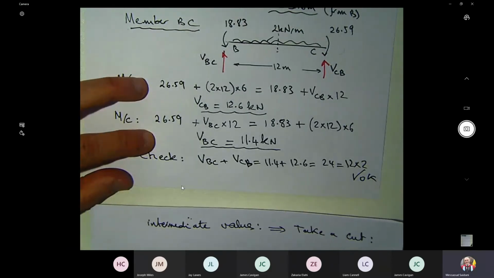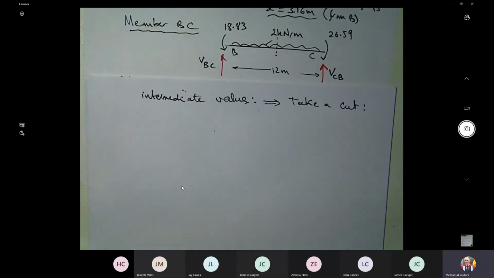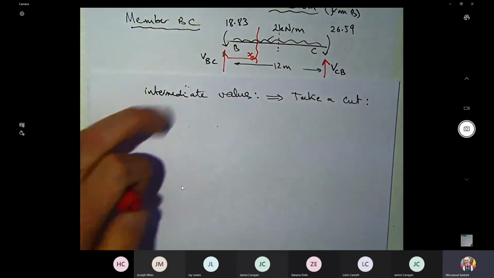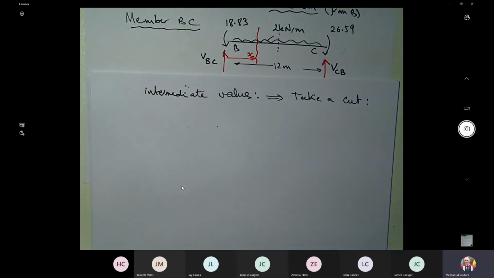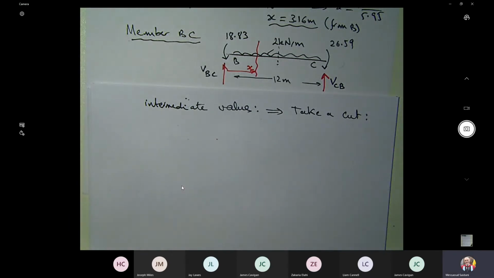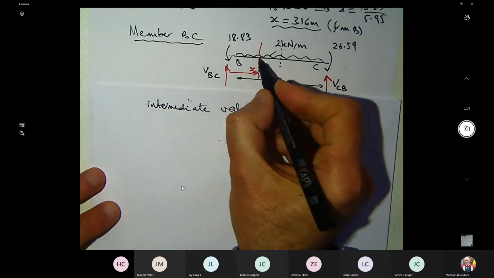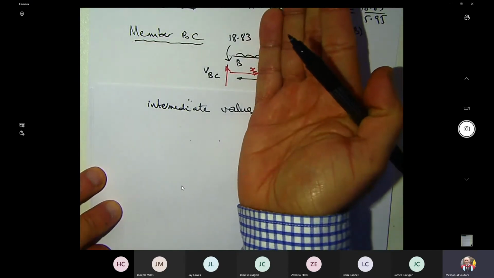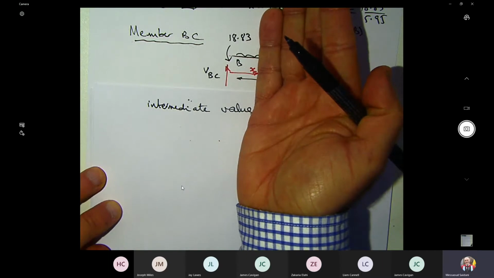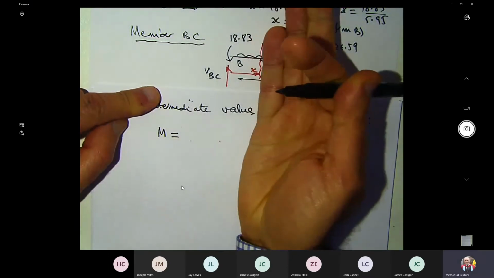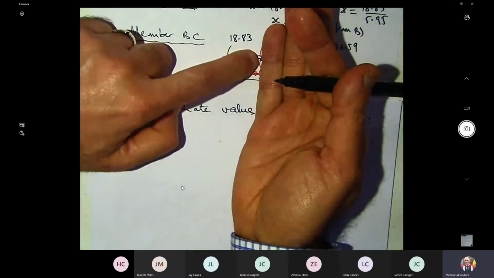Have you finished with the reactions, please, everybody? Yeah, thank you. So I'm going to take a cut here, at some distance x. Please follow with me carefully, okay? We need the bending moment at the cut. Now tell me please, what is the bending moment at the cut here, M?